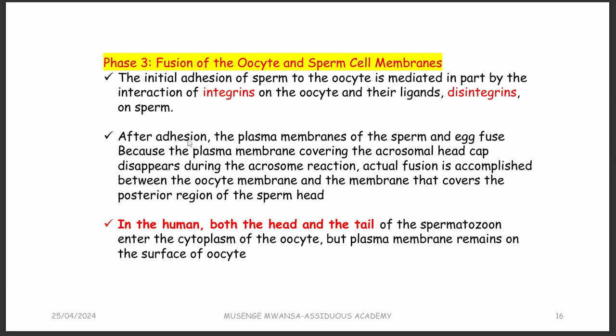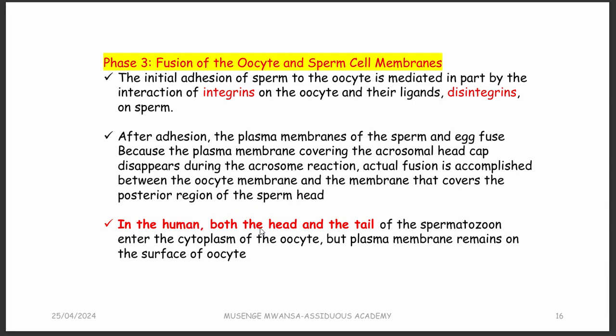After this bind, the plasma membrane of the sperm and the egg will then fuse, and it will become one. That is because the plasma membrane covering of the acrosomal head cap is going to disappear during the acrosomal reaction, and the actual fusion is going to be accomplished between the oocyte membrane and the membrane that covers the posterior region of the sperm head, the back of the head.